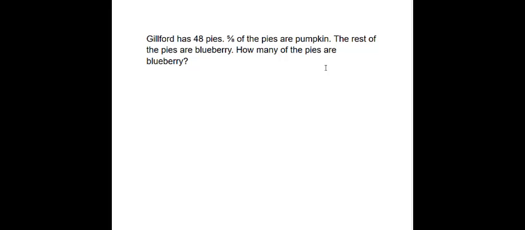Hello, I wanted to provide you a simple review of how to make and use a tape diagram because in lesson 16 you'll be making tape diagrams. And I thought I'd talk about this simple word problem.